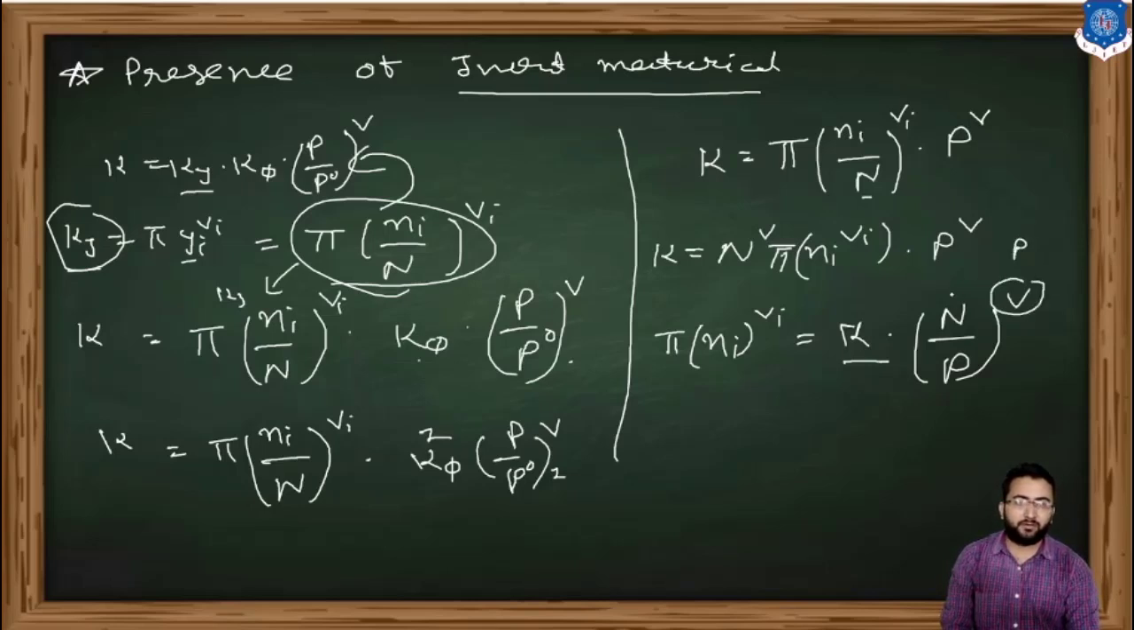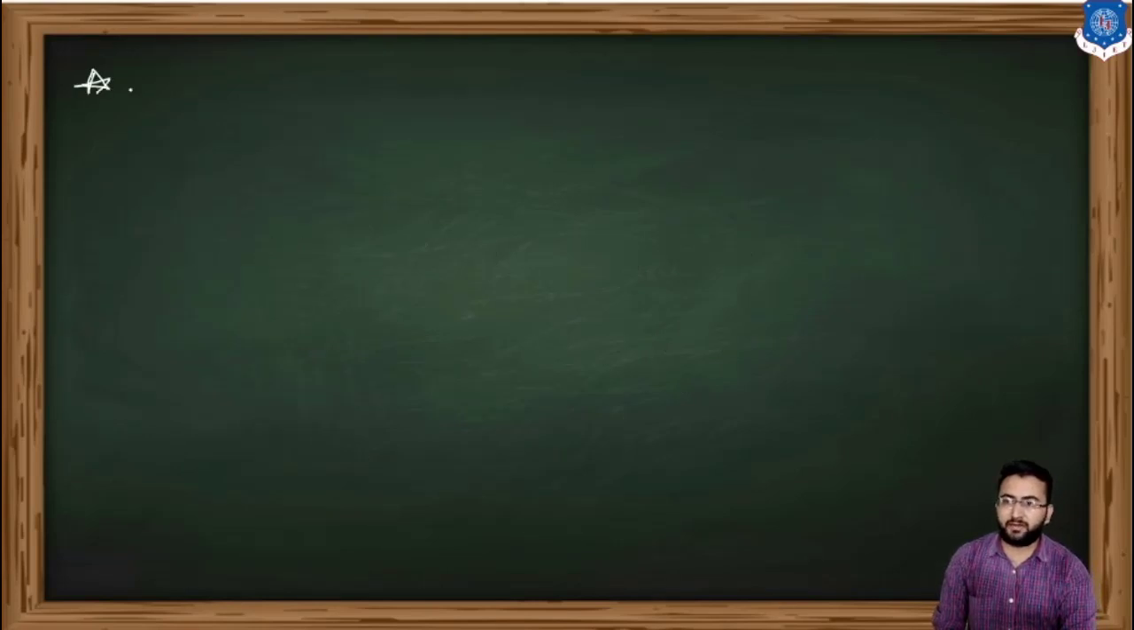So if V is positive, and we increase the total number of moles, that is, if we increase the inert material, then this conversion is going to increase. But if the stoichiometric number is negative, and we increase the number of moles, then this conversion is going to decrease. So what is the effect of inert material? Let's understand again.